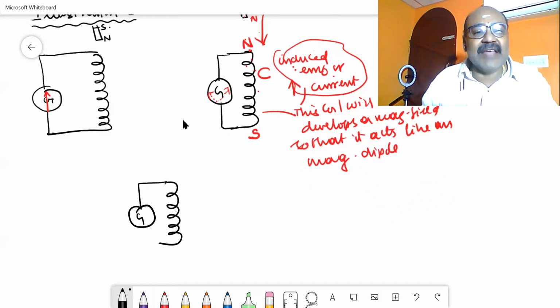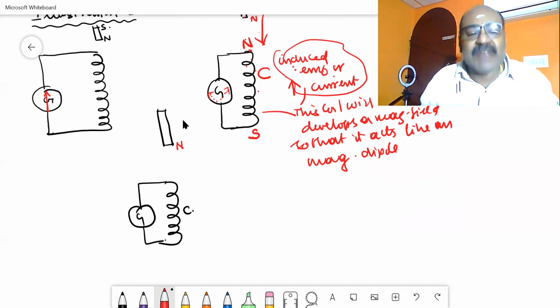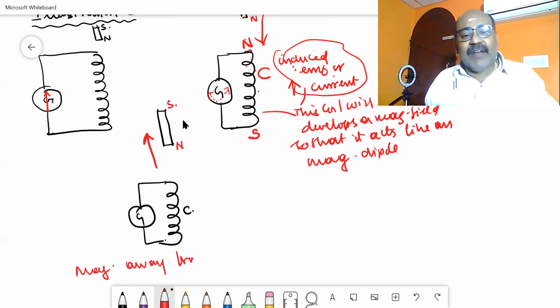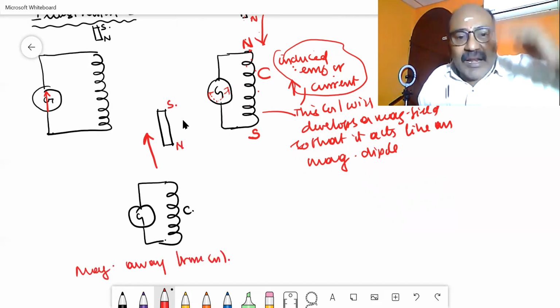The coil is C. Here I am placing the magnet, and the magnet is having the north pole here and the south pole here. What I am going to do is, now I am taking the magnet away from this coil. See, when the magnet is taken away from the coil, again what will happen?